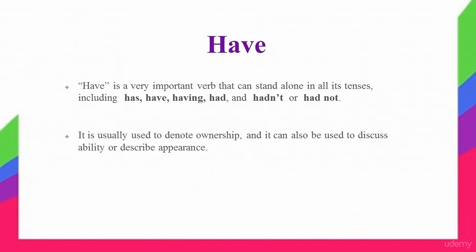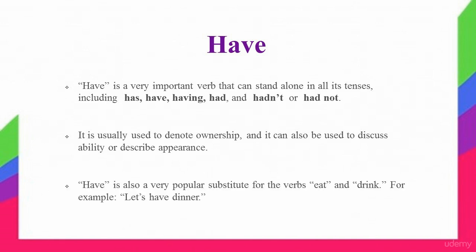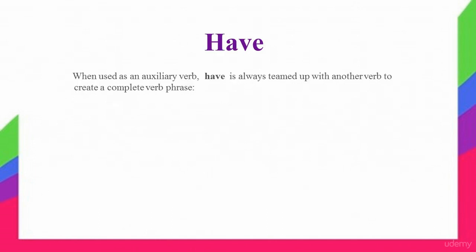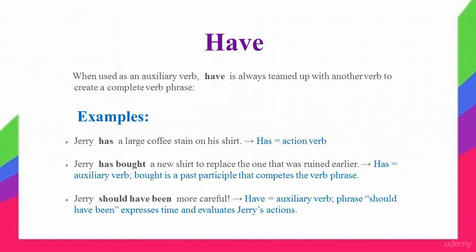It's usually used to denote ownership, and it can also be used to discuss ability or to describe appearance. Have is also a very popular substitute for the verbs eat and drink. For example, let's have dinner. When used as an auxiliary verb, have is always teamed up with another verb to create a complete verb phrase, making it easy to differentiate between uses. You can see the difference in the sentences here.